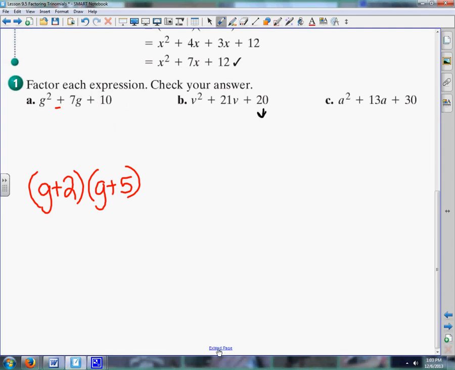Okay, my factors of 20 are 1 times 20, and I really don't have to go any farther because when I add 1 and 20, I get 21. So then that's what I want here. So I am going to have v plus 1 times v plus 20. And that's going to give me my trinomial up there.